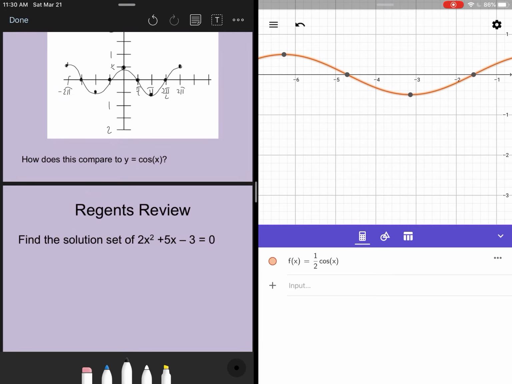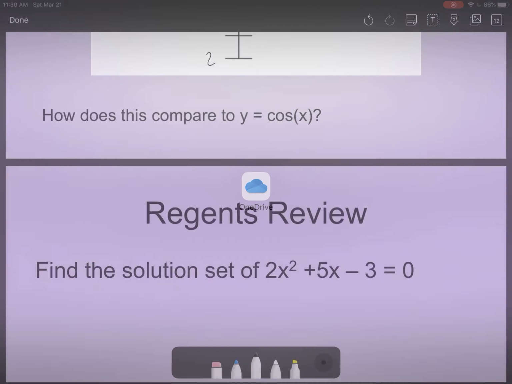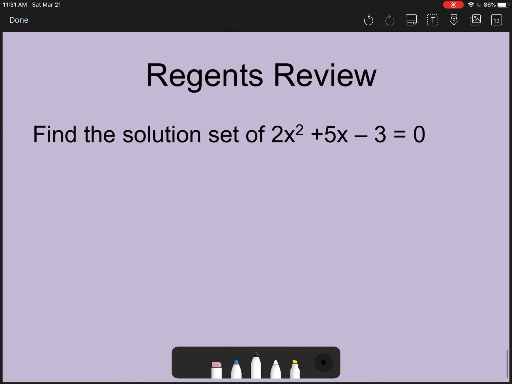Okay, quick little Regents review question. Find the solution set of 2x squared plus 5x minus 3 equals 0. Okay, how would we do that? Now, question is, is it factorable? Can we use GCF on it? Doesn't look like there's a greatest common factor. So what we want to do is see if it is in fact factorable, or if it's not, we have either the quadratic formula or completing the square.